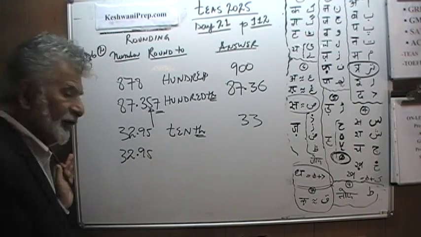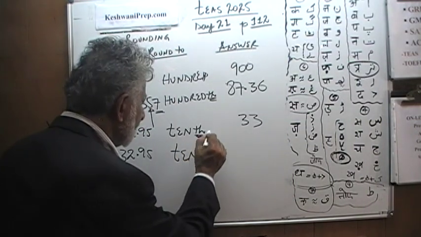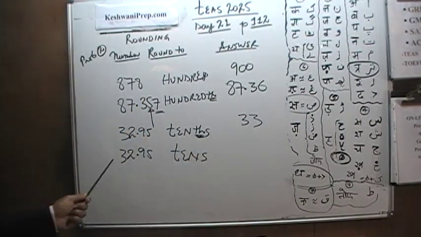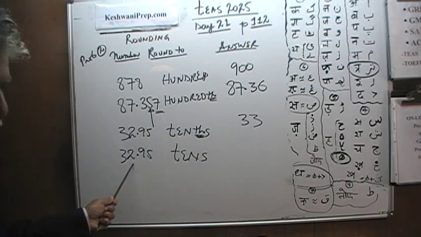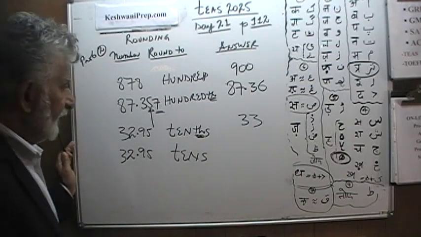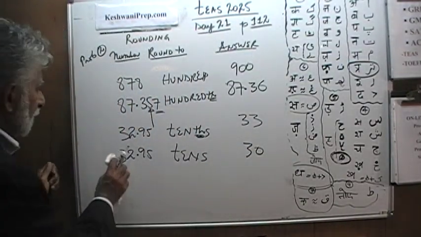Let's do the same number, 32.95, and this time let's round it to the nearest tens, without the th. Where does it fall between 30 and 40? Between 30 and 40 it falls much closer to 30. So when you round this number to the nearest ten, it just becomes 30. Let's do two more.